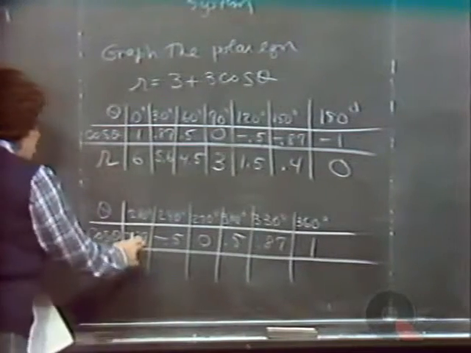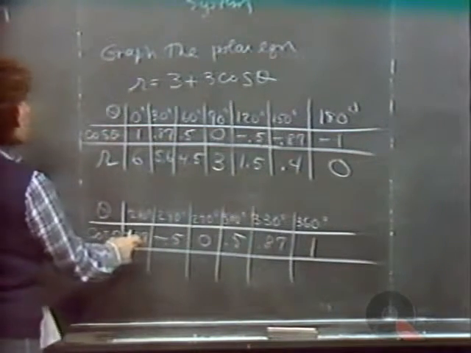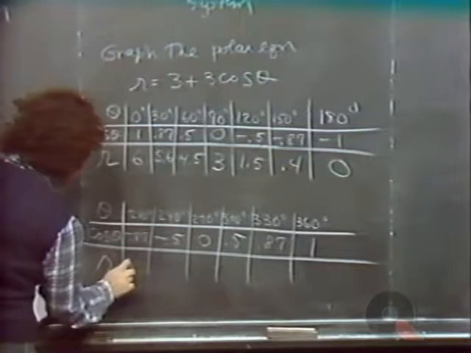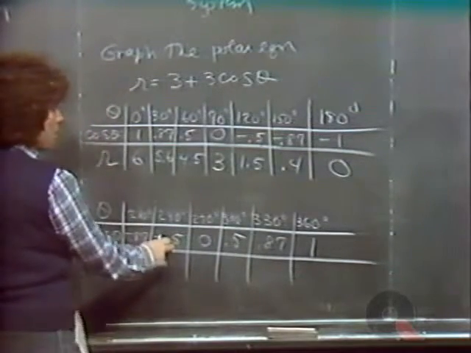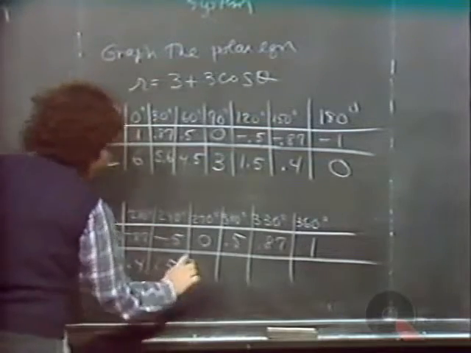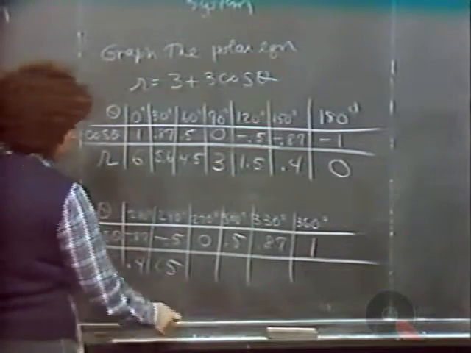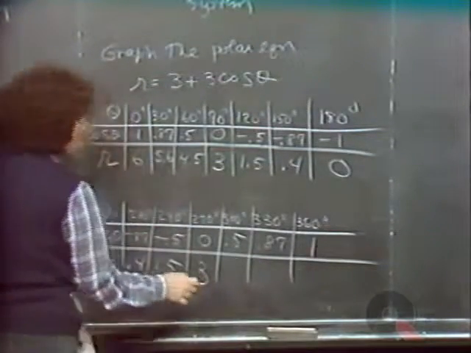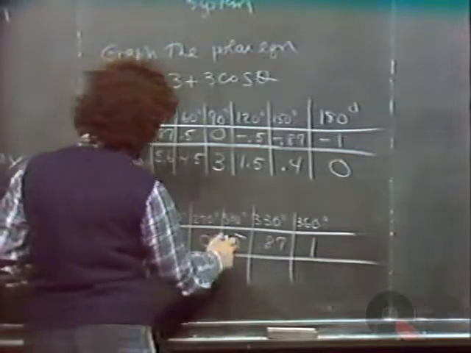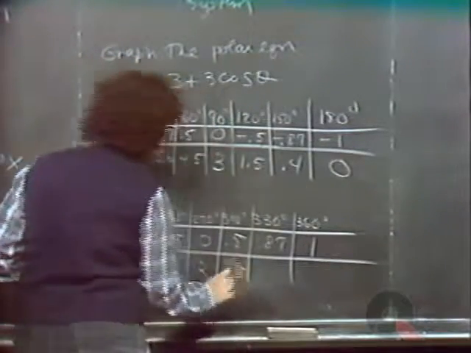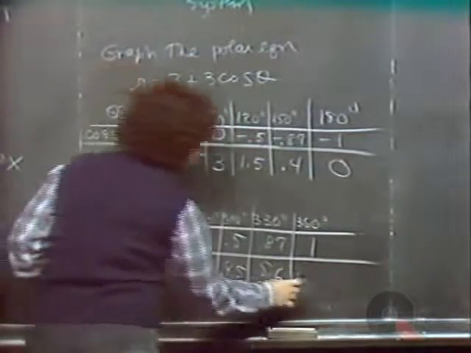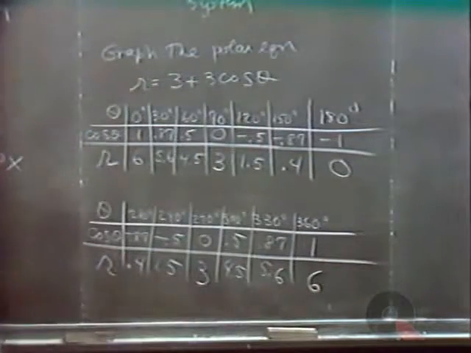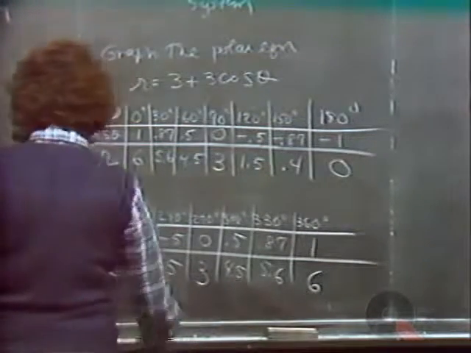Okay, over here, tripling this, minus 2.6, and 3 take away 2.6 is 0.4. 3 take away 1.5, 1.5. 3 plus 0, that's 3. And then 3 and 1.5, 4.5. 2.6 and 3, 5.6, and then 6. Okay, so we have our points that we have to plot.